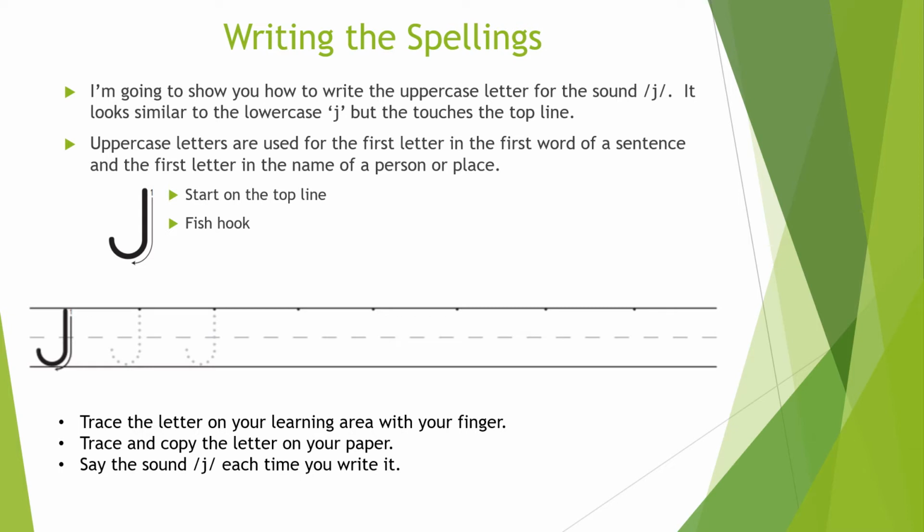This is how you make the letter J. You will start on the top line, go all the way down to the bottom line, and then fish hook, just like that. Make sure you rest your J on the bottom line. I'll show you again as I trace the letter J. You may copy me and trace the letter J on your learning area with your finger. Let's start. Start at the top line, go down, and fish hook. Again, start at the top line, go down, and fish hook.